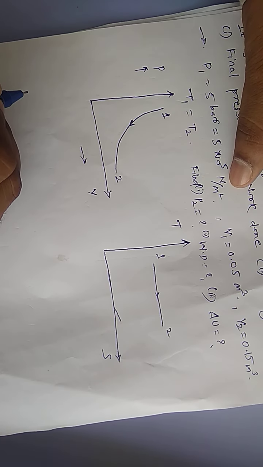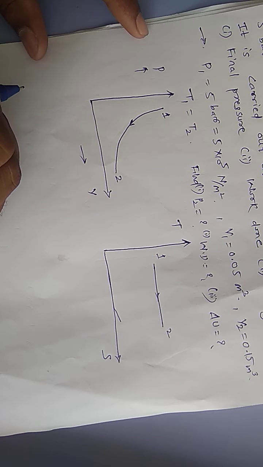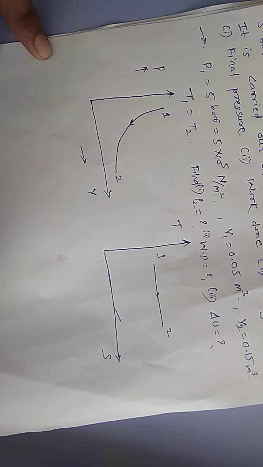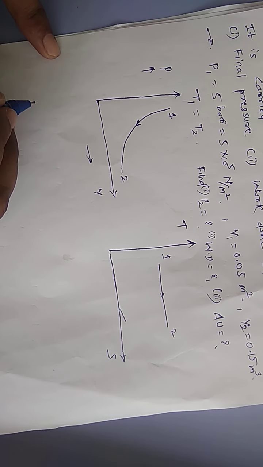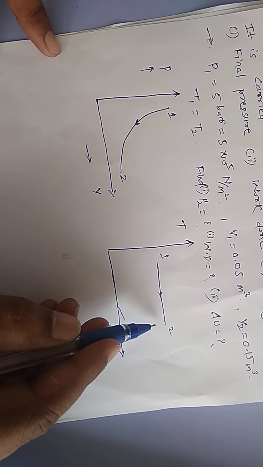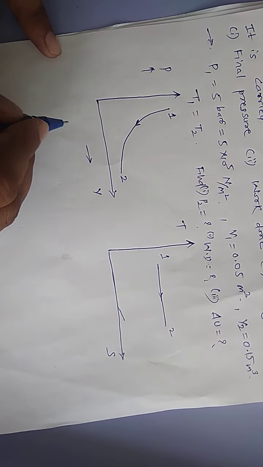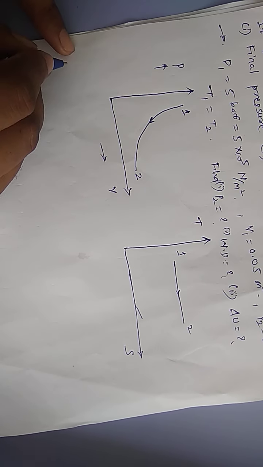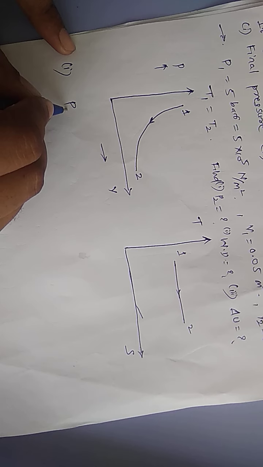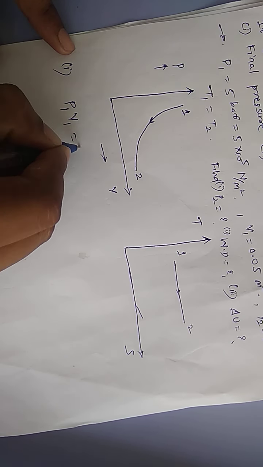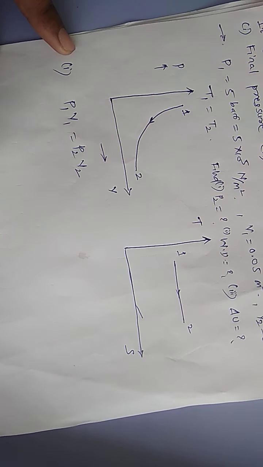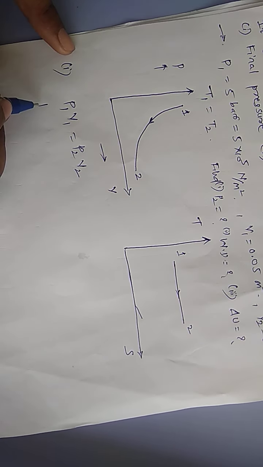First we calculate pressure P2. For this we know the relation in pressure and volume for process from state 1 to state 2. So we can write here the relation for isothermal process. We know PV is equal to constant, which is P1 V1 is equal to P2 V2.